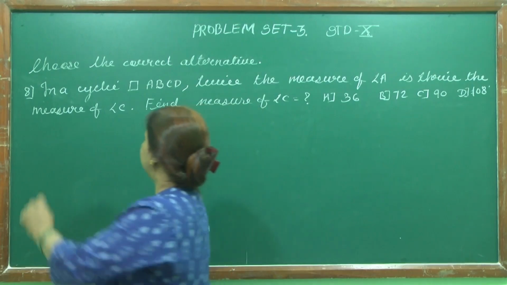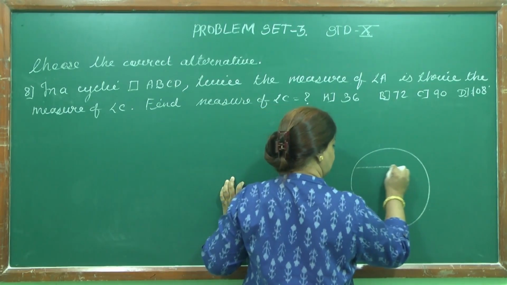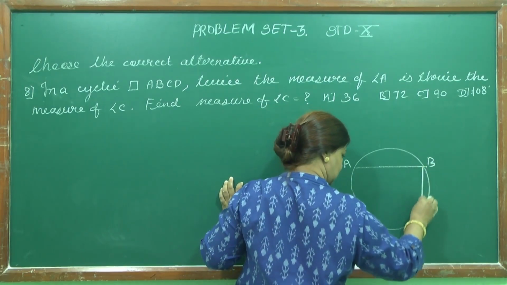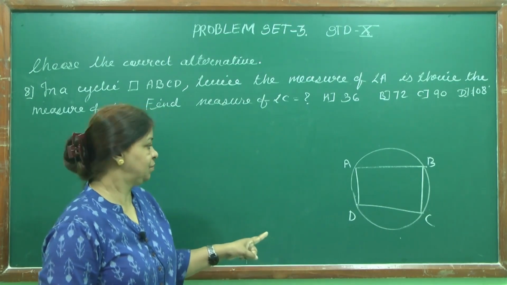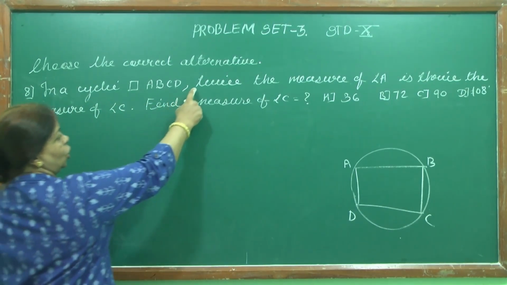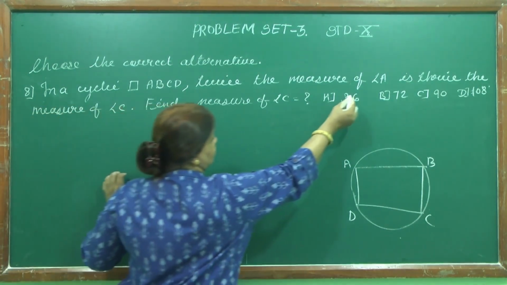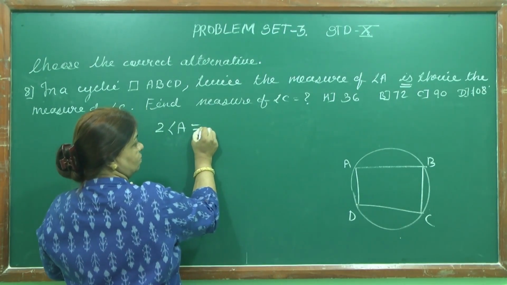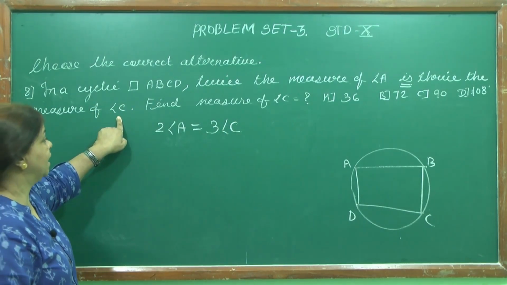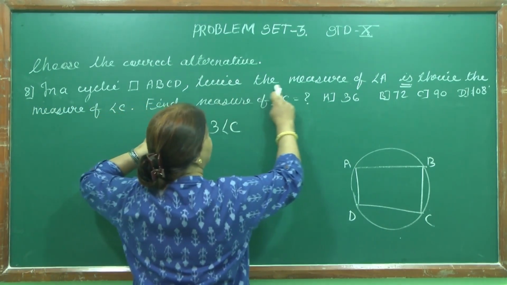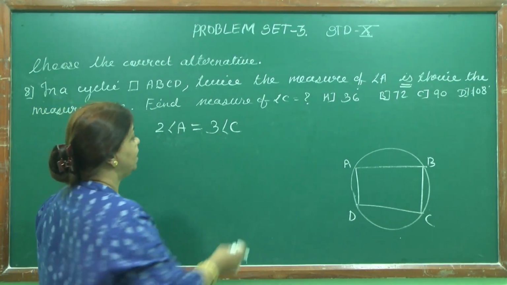Question 8. In a cyclic quadrilateral ABCD, the quadrilateral is cyclic, A, B, C and D. That means all the vertices are lying on the circle, and it is given that twice the measure of angle A is equal to thrice the measure of angle C. Again I repeat, twice the measure of angle A is thrice the measure of angle C. So find angle C.